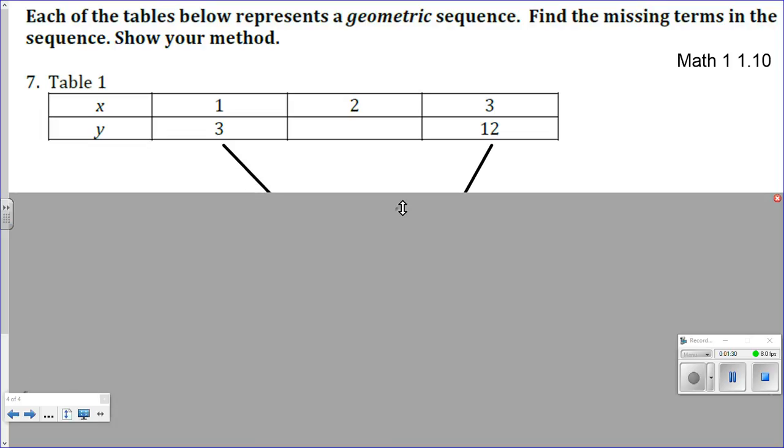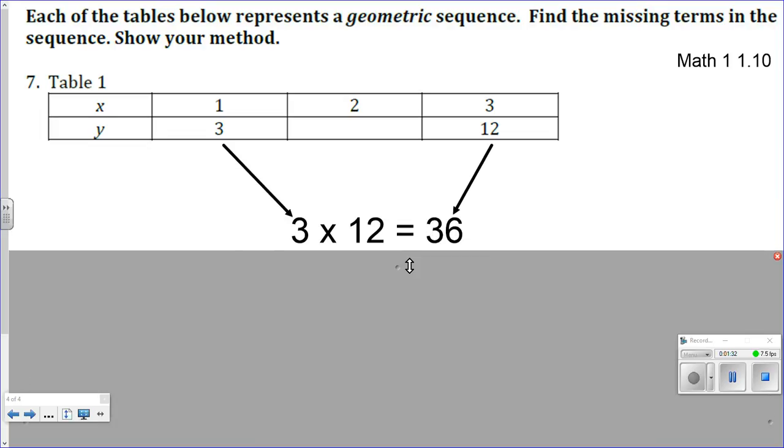We can start by taking that first and third term. The first term is 3, and the third term is 12, and the first step is to multiply those together. Now, this works if it's a geometric sequence. You have to be very aware of what kind of sequence you are looking for. So when we take 3 times 12, we end up with a result of 36 here.